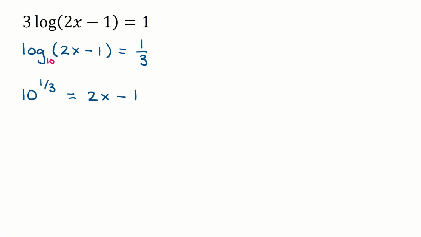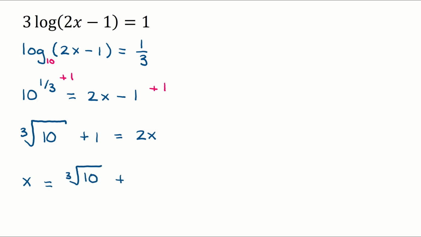Now we can work on solving for x. To do that, we're going to add 1 to both sides. I'm also going to rewrite the 10 to the power of 1 over 3 as the cubed root of 10. We're adding 1 to that, and that is equal to 2x, which means that x in this case would just be equal to the cubed root of 10 plus 1, divided by 2.